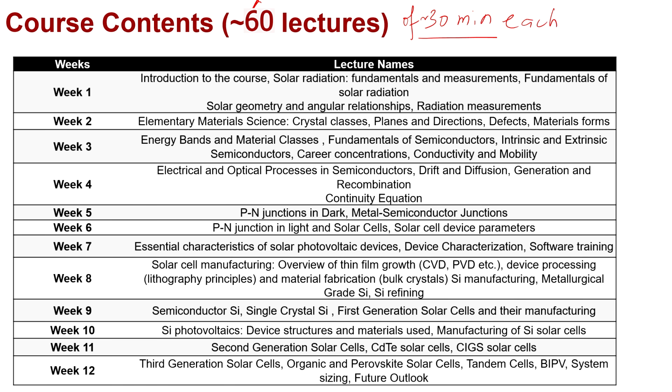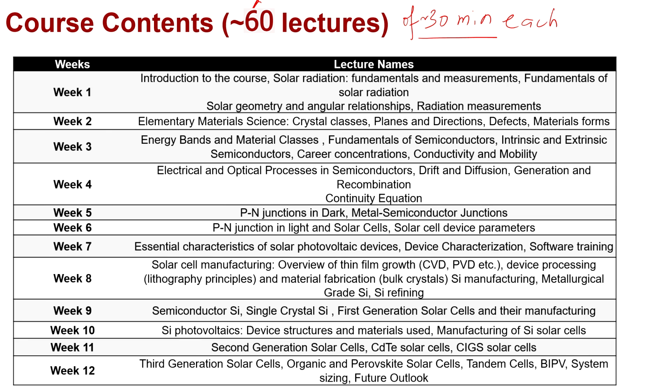In week 3, we will learn about the very basics of semiconductors, because most of the materials that we use for photovoltaic applications happen to be semiconductors. So we will learn about things like energy bands and material classes, very basics of semiconducting materials, what the difference is between an intrinsic and extrinsic semiconductor, what we mean by carrier concentrations in these contexts, and what the electrical conductivity and electronic mobility of semiconductors are, which is a very important parameter for any optical devices, but particularly photovoltaic applications.